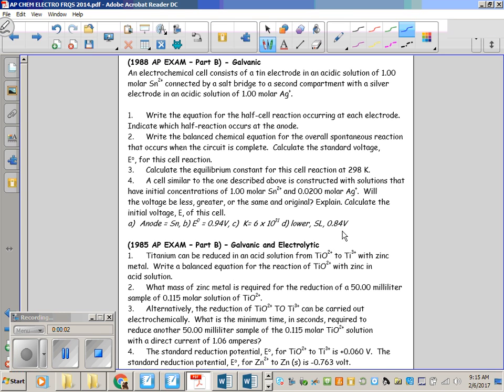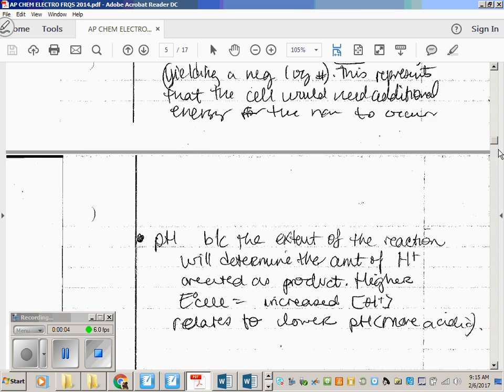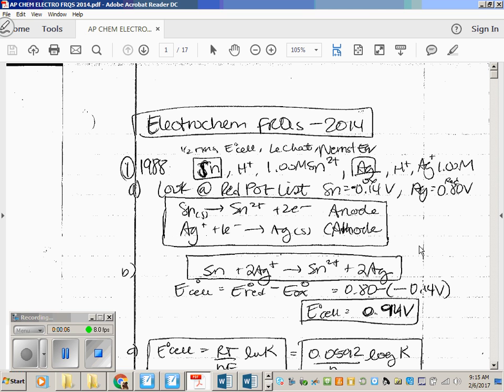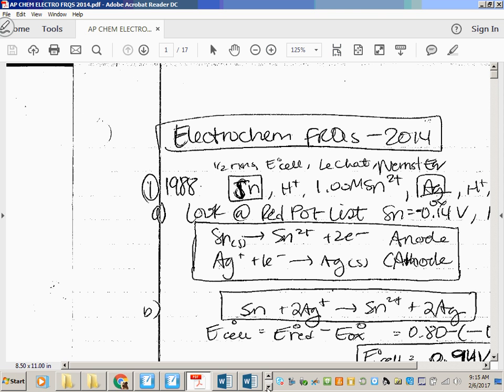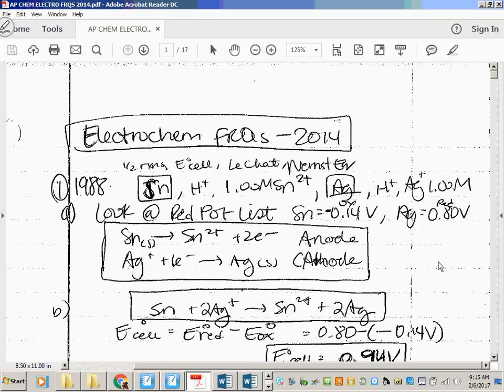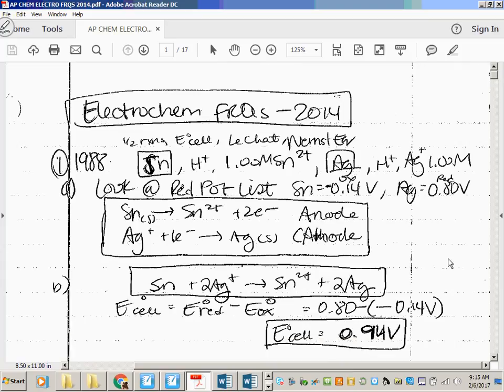FRQs. Okay. Can you guys see that? Yeah, you guys can see that. And it's a scanned copy, so bear with it. All right, so question. Actually, let me find the question, sorry.